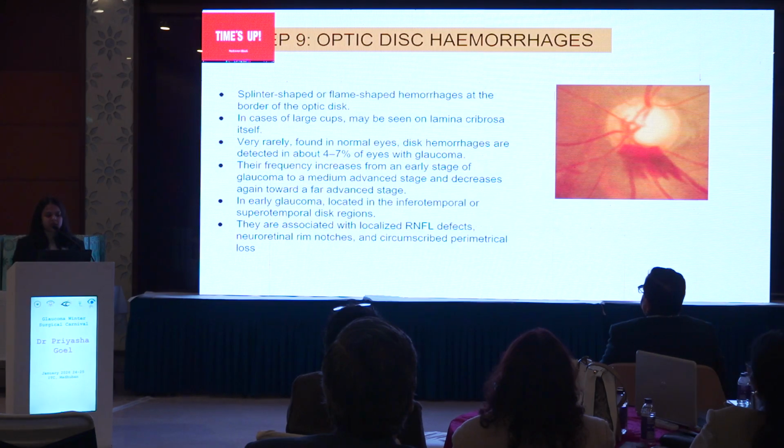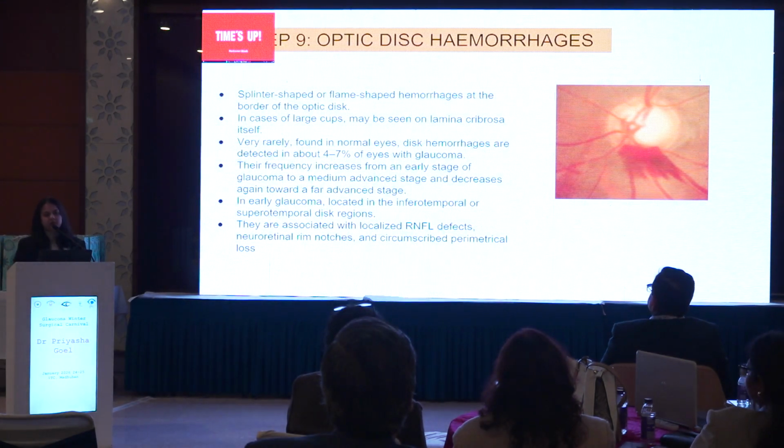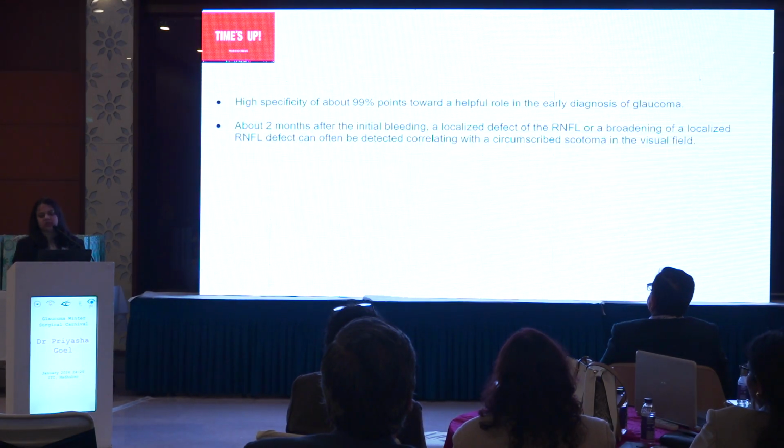Coming to the disc hemorrhage, it can be splinter or flame shaped, mostly found in 4 to 7% of eyes with glaucoma, and very rarely found in normal eyes. It is again associated with a notch, and once it resolves in 2 to 3 months, it will lead to an RNFL defect. So a patient with disc hemorrhage needs to be followed up frequently. We will call the patient again after 3 months to assess.